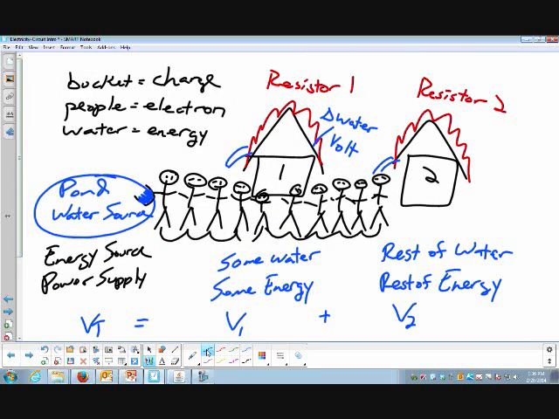So if you hadn't picked up on it, this is a series circuit. With a series circuit, we're going to lose a little bit of voltage at resistor number 1. We lose the rest at resistor number 2. The total amount of voltage at both resistors in this case is going to equal what I began with. So if I began with 1 gallon of water at the pond, it's going to be split among these two houses. And that's the way it's going to work.